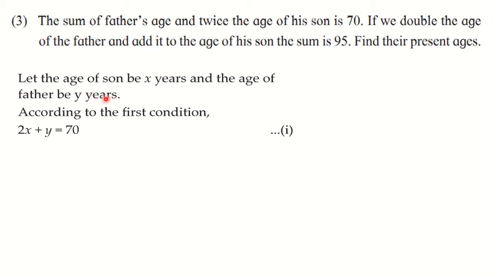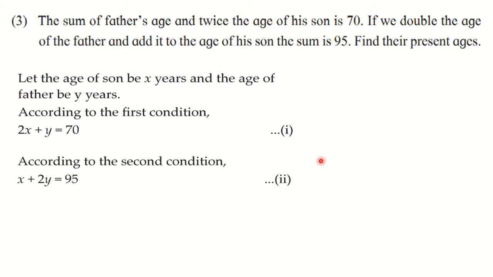So first condition, the sum of father's age and twice son's age. Twice the son's age means 2x and father's age is y. So 2x plus y is equal to 70. So according to the first condition we wrote this. Now if we double the age of father, that means 2y, and add it to the son's age, that means x. So next is x plus 2y is equal to 95. So this way we have got two equations: 2x plus y is equal to 70 and x plus 2y is equal to 95.